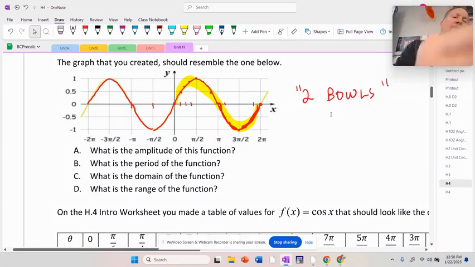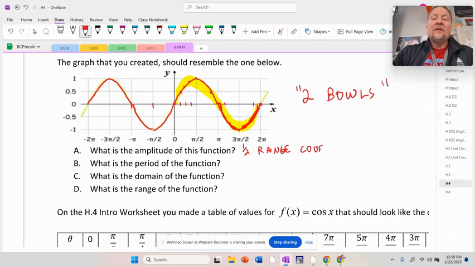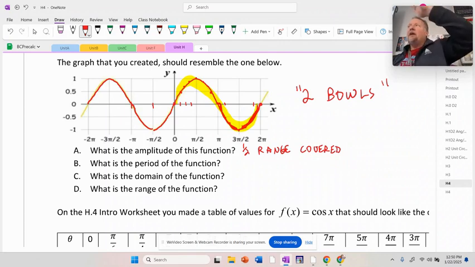So let's talk about amplitude. Here's what amplitude is, I guess by definition. Amplitude is really, I'm going to simplify this from last hour. It's half of the range covered. It really is. Or another way of looking at it is it's how high and low you go above the midline. All right, that's another way of looking at it.